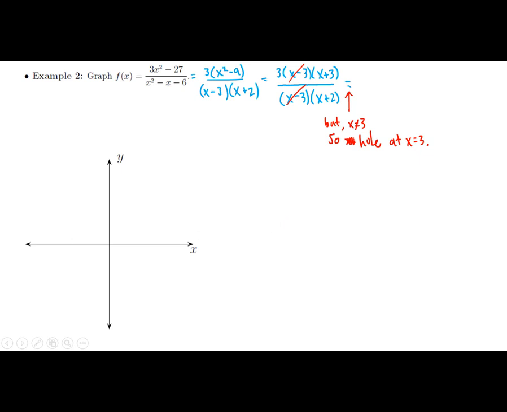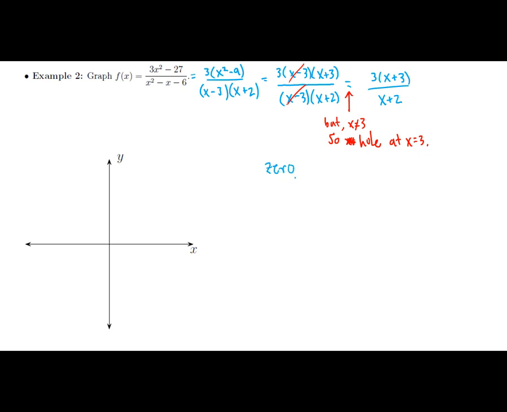But besides that, we really can treat this function as if it looked like this, x plus 3 over x plus 2. Okay, so we can do the rest of our analysis just with that, and then we just got to remember to plug in a hole at x equals 3 when we make the graph. All right, so let's go through here.